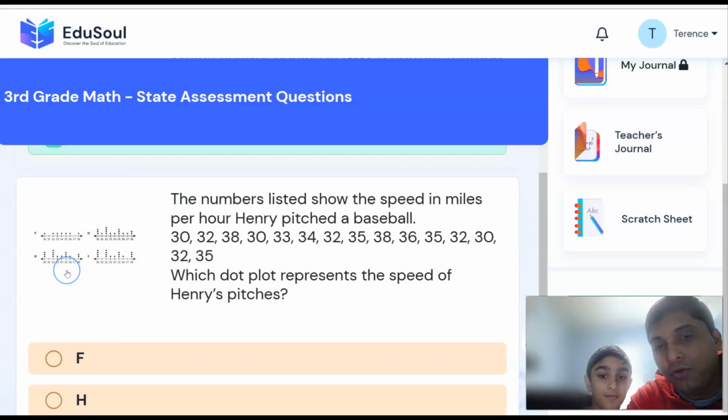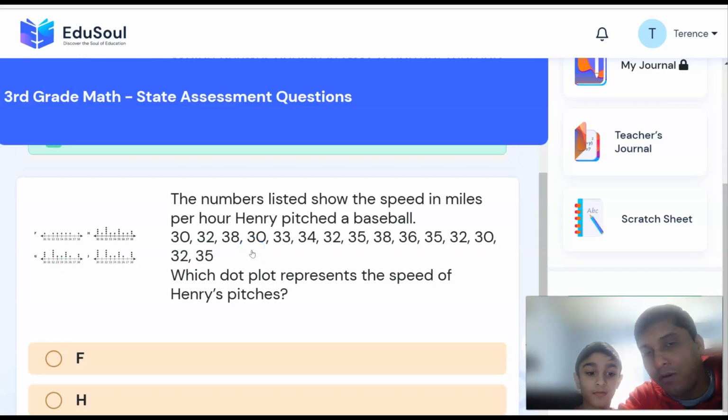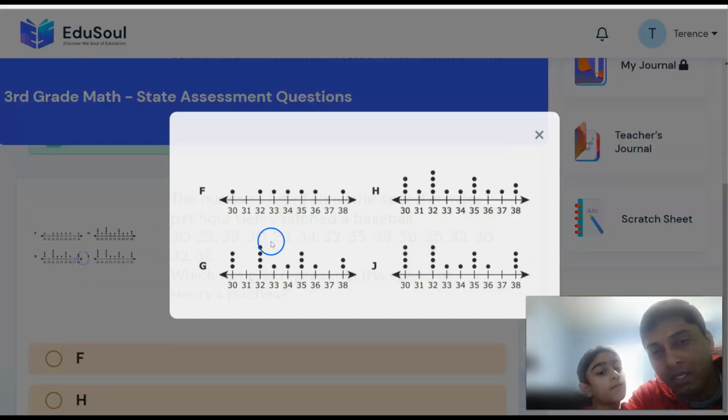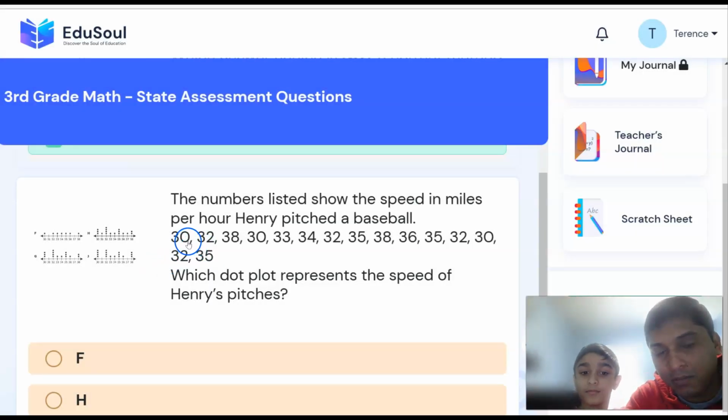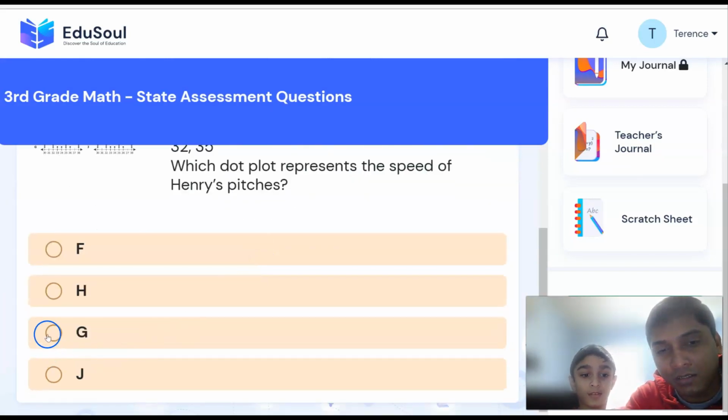That's the correct dot plot representation of Henry's throwing the ball and calculating the speed of the baseball. Okay, so he did it several times, and we just have to look at how many times each number is a dot in the dot plot. For example, 30 is 3 times in the dot plot, right? That means in the data set over here, 31 times, 32 times, 33 times, and then you select G as the right option.